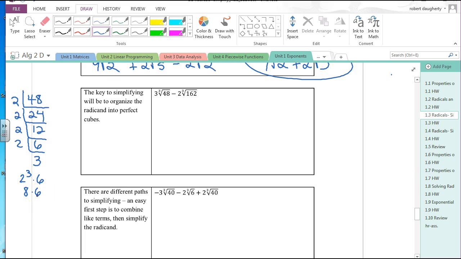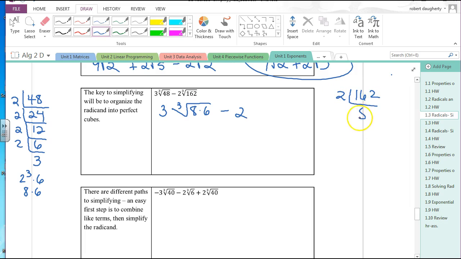If you work these a while, you might look and say, oh yeah, of course, I knew 48 was 8 times 6, okay? But if you can't get to that to start out with, you can do the prime factorization. So that's my key to 48, writing it as 8 times 6. So this is 3 times the cube root of 8 times 6. Now, 162. What kind of number is it? It is even. So I'm going to divide it by what?